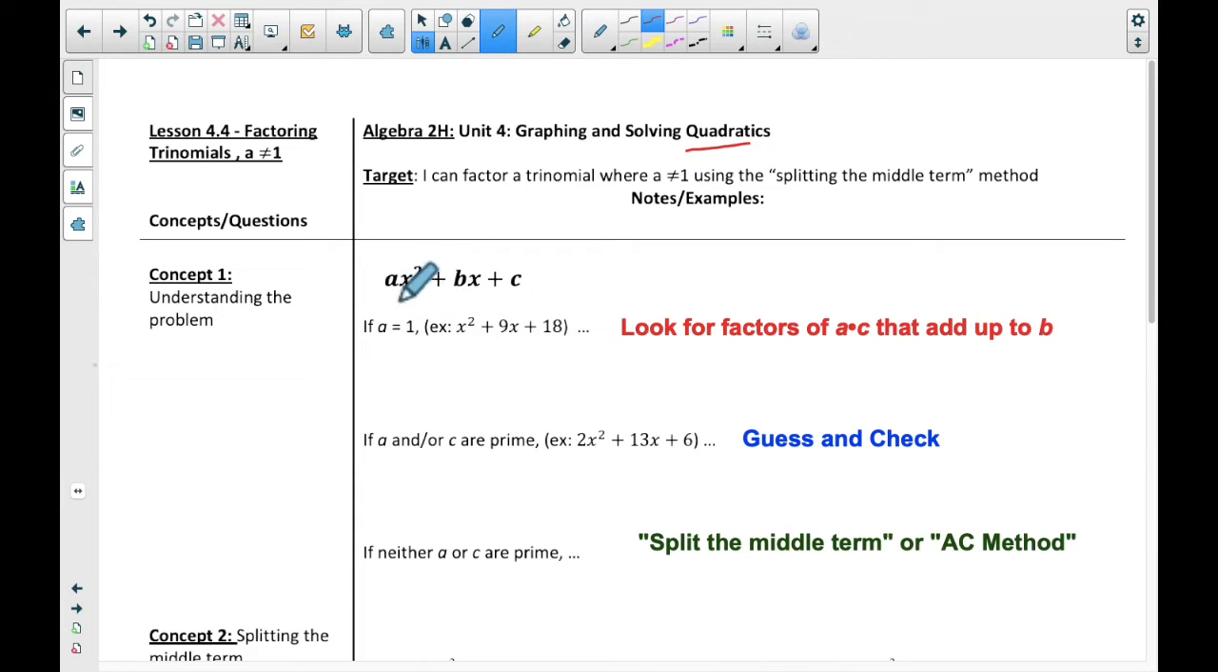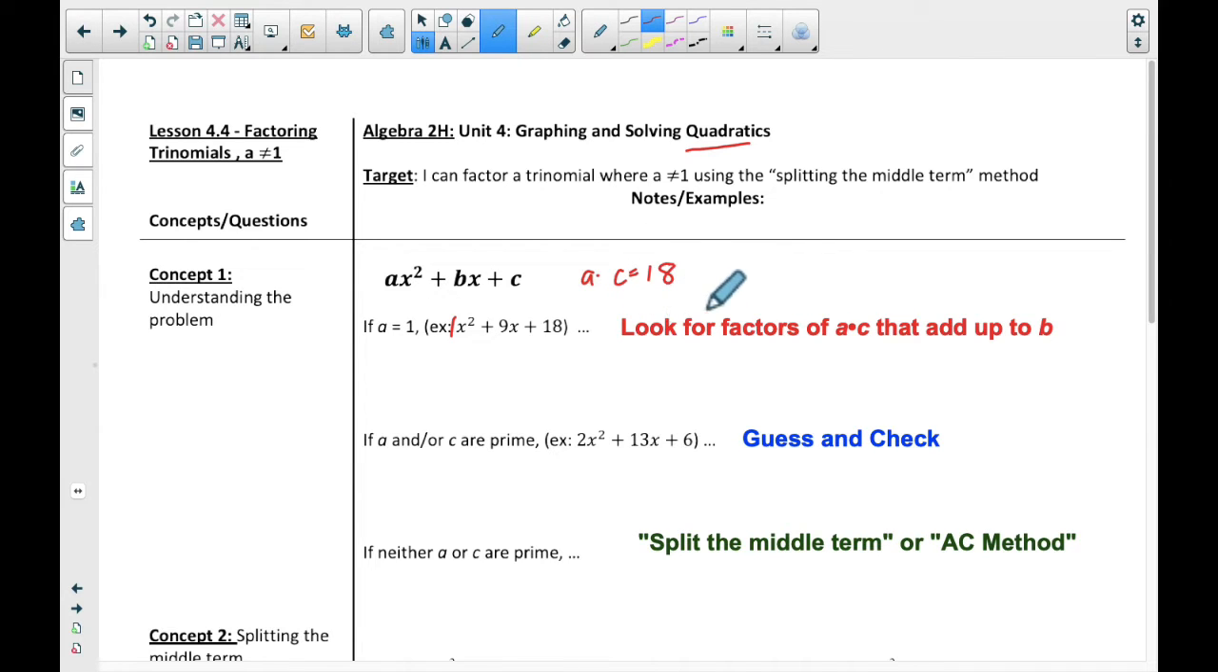So if a equals 1, for example, x squared plus 9x plus 18, then we look for the factors of a times c that add up to b. And the reason this is a special case is because if it's a times c, the a is just 1. So 1 times 1 times 18 is 18. So in this case, a times c is 18.